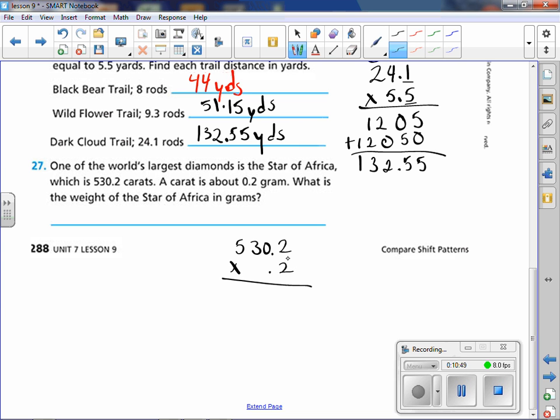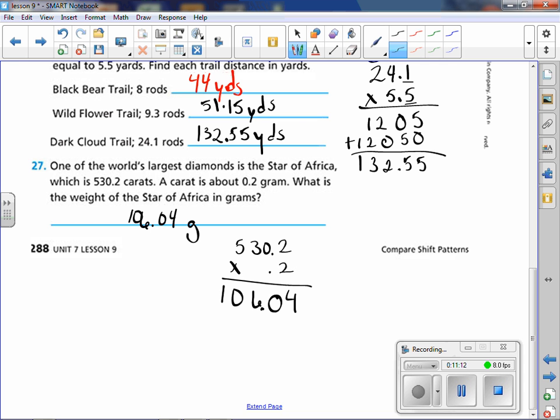2 times 2 is 4. 2 times 0 is 0. 2 times 3 is 6, and 2 times 5 is 10. And then 2 decimal places over, okay? So just go over 2 decimal places. So the weight of it is 106 and 4/10 grams.